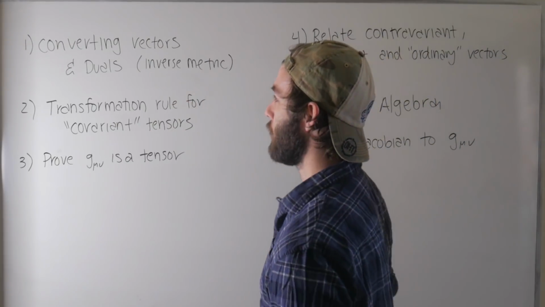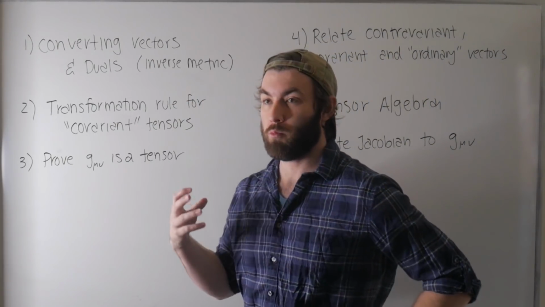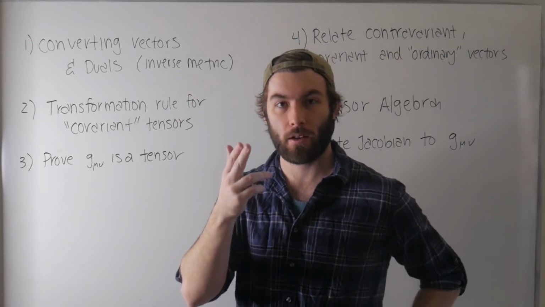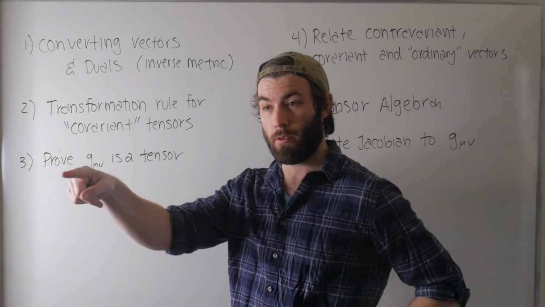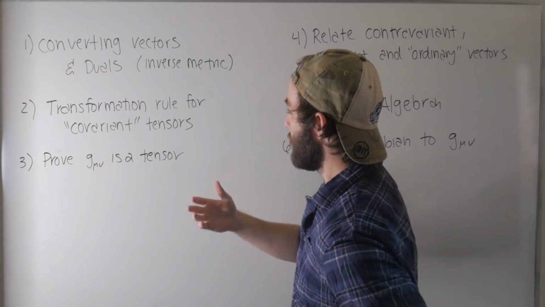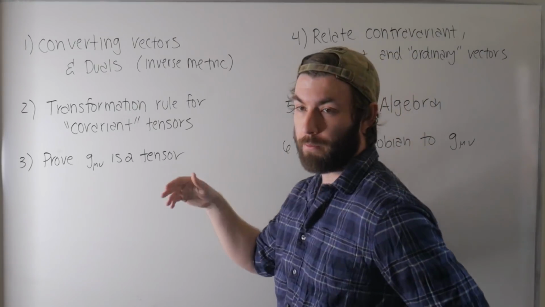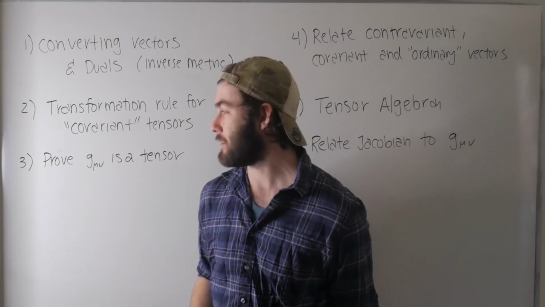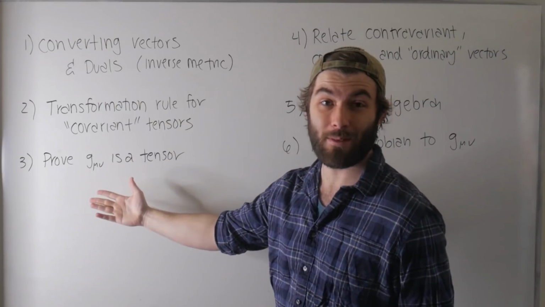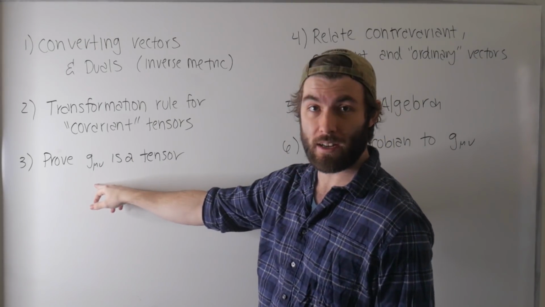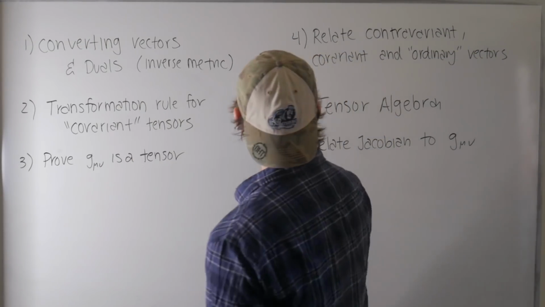The first thing, converting vectors and duals. We already know how to do half of this. We know how to go between vectors to the duals. We just don't know how to go back yet. Then we're going to talk about transformation rules for all tensors that have lower indices. We've been using the metric a lot. It's about time we prove that it is, in fact, a tensor.